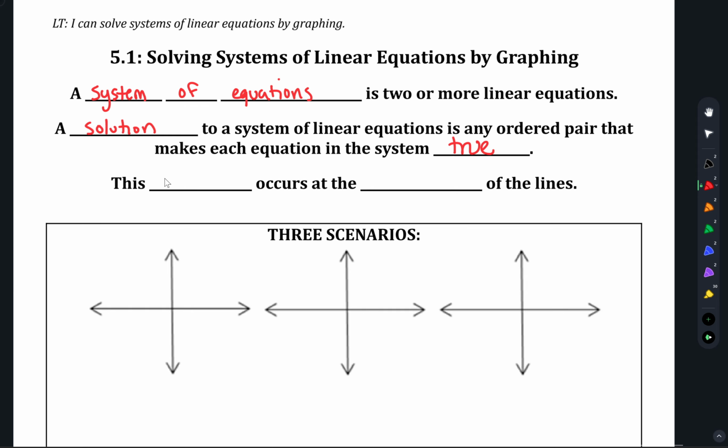So this solution on a graph occurs at the intersection of the lines. Sorry, I don't know why my pen just started writing all weird. Solution, intersection. Okay, that's better.